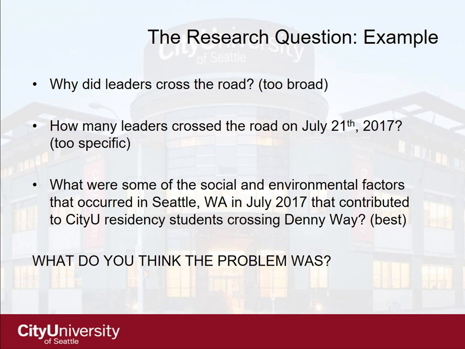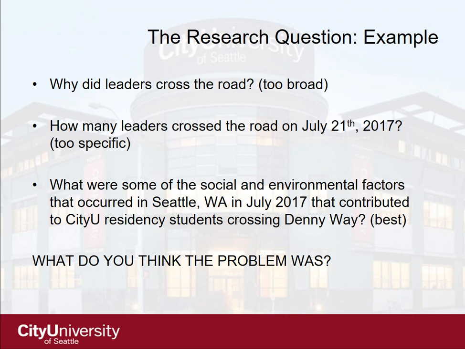Here's the best way to put it. What were some of the social and environmental factors that occurred in Seattle, Washington in July 2017 that contributed to CityU residency students crossing Denny Way? That's a more pointed research question.